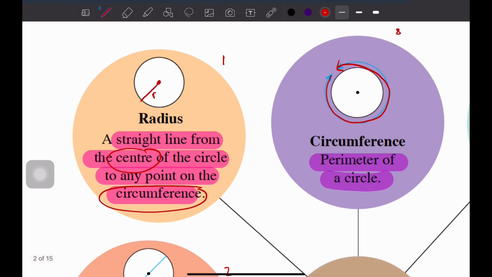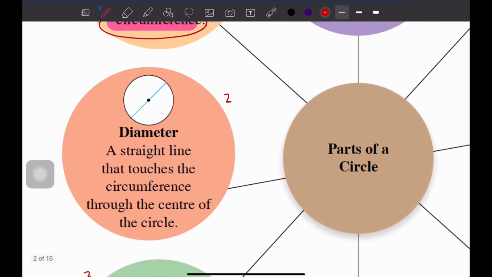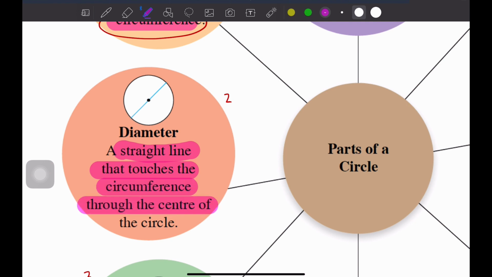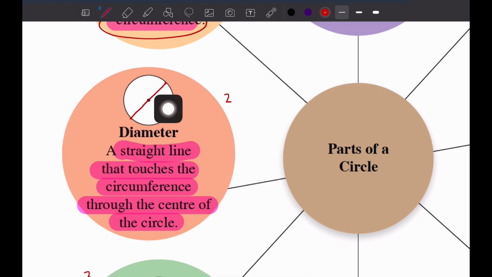Next, what is a diameter? A diameter is a straight line that touches the circumference through the center of the circle. For example, we have this part over here and this part over here on the circumference, and we connect both of the dots through the center. This is what we call a diameter. You must remember that diameter must go through the center.